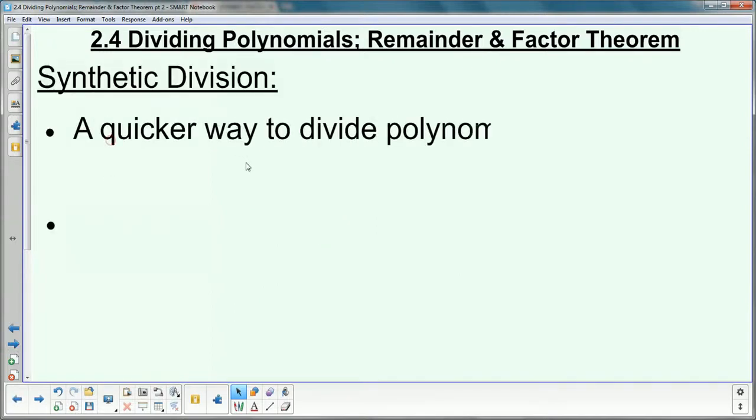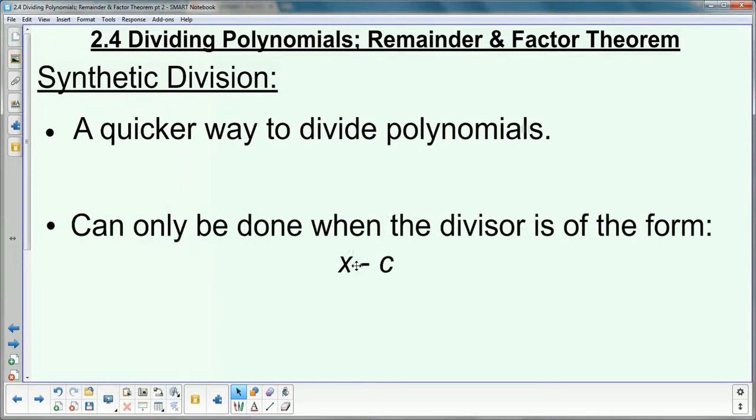So synthetic division, like I said, is a quicker way to divide polynomials. The problem is we can only use it when the divisor is of the form x minus c, meaning the coefficient of x is 1 and it is linear, meaning no x squared or x cubed. Obviously we could also say it's x plus c, and remember the c's are going to change the sign, so it's going to be opposite.